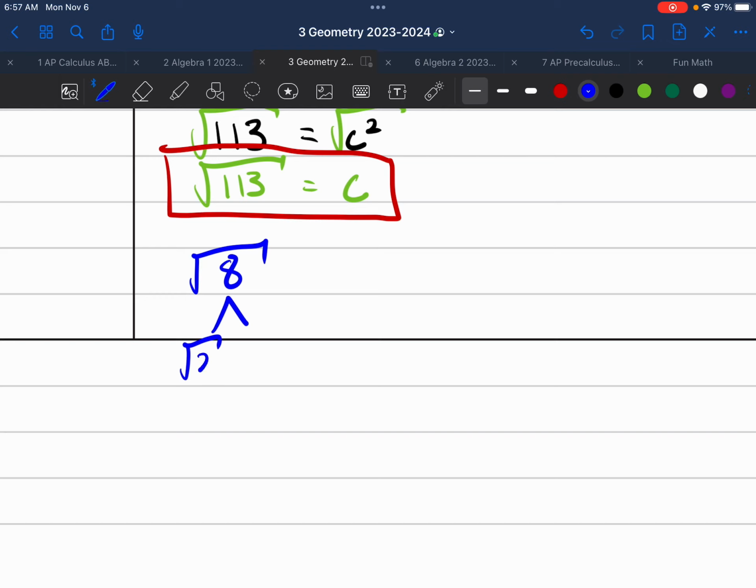It's the square root of 2 times the square root of 4. And hey, look at this. The square root of 4, I can just cross you out and say you are equal to 2, which means the square root of 8 is 2 times the square root of 2, and that would be the final answer.